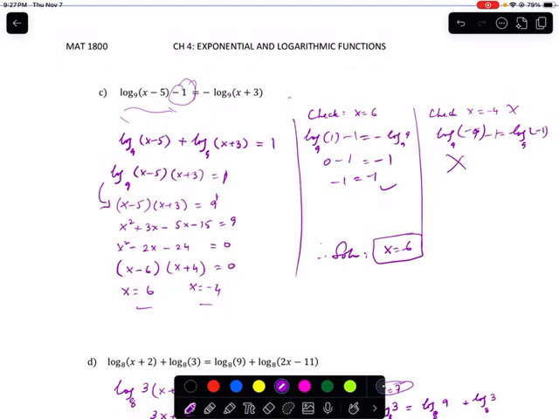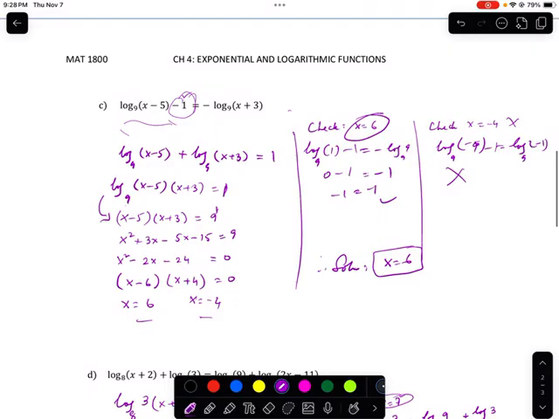So when we check x is equal to 6, the first term is log base 9 of x minus 5, and x is 6. So when I plug 6 in here, 6 minus 5 is 1, so I get log of 1 base 9 minus 1, which was here, equals negative of log of, so 6 plus 3 is 9, so log of 9 base 9. So I get 0 minus 1 is equal to -1, or -1 equal to -1, which is a correct statement. So it means x is equal to 6 will be our solution.